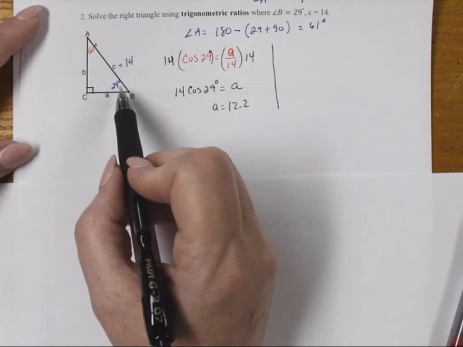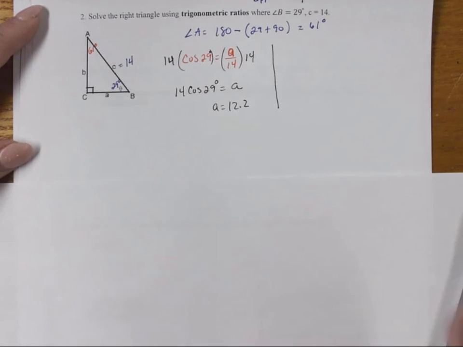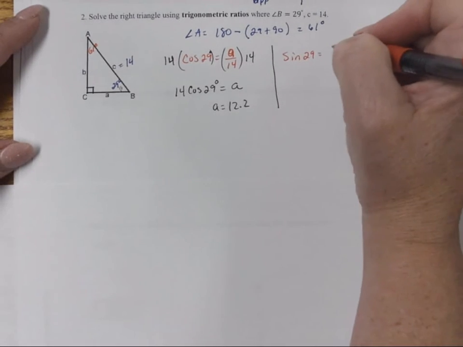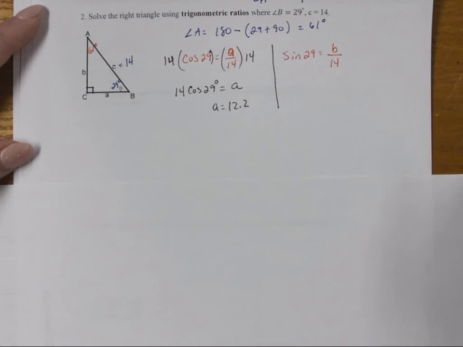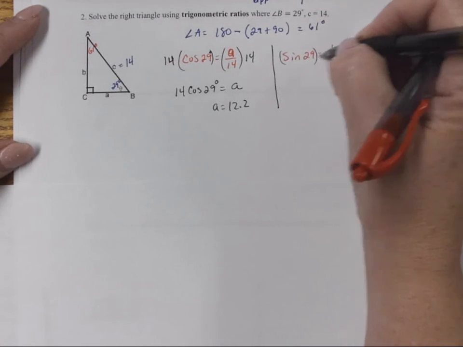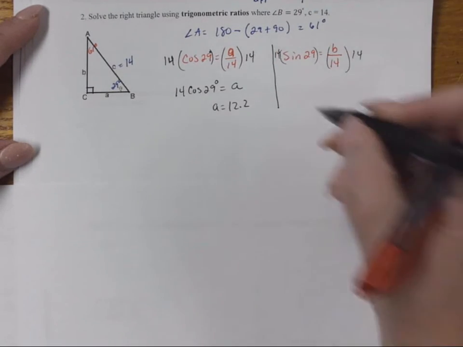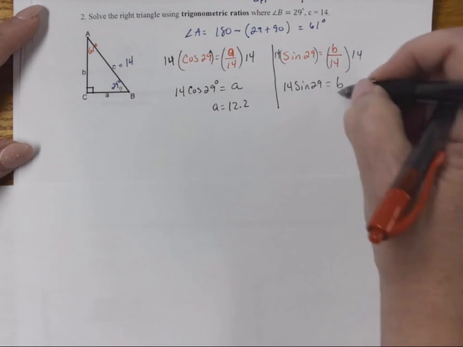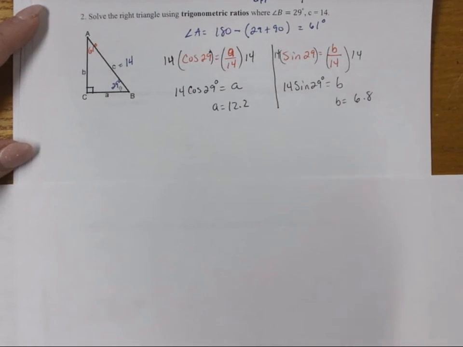For B, I can still use my same angle, but now I'm using the opposite over the hypotenuse. So for this one, I can find the sine. The sine of 29 would be equal to B over 14. And again, I'm going to multiply both sides by 14. And I end up with 14 times the sine of 29 is equal to B. And again, that's in degrees, so B will be equal to 6.8.